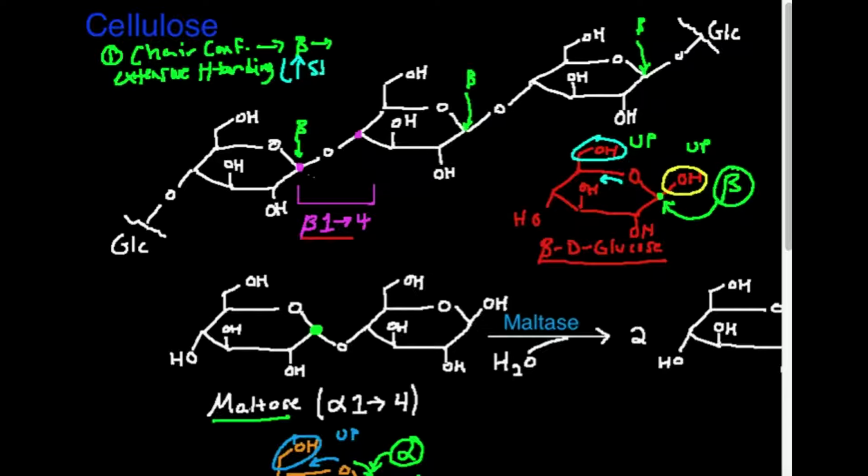Now, what does that extensive hydrogen bonding do to the stability? It drastically increases the stability of that carbohydrate. In this case, it's cellulose. It turns out that for chitin, it's going to do the same thing, except we said the monomers were N-acetylglucosamine, not glucose. In cellulose, they're glucose.